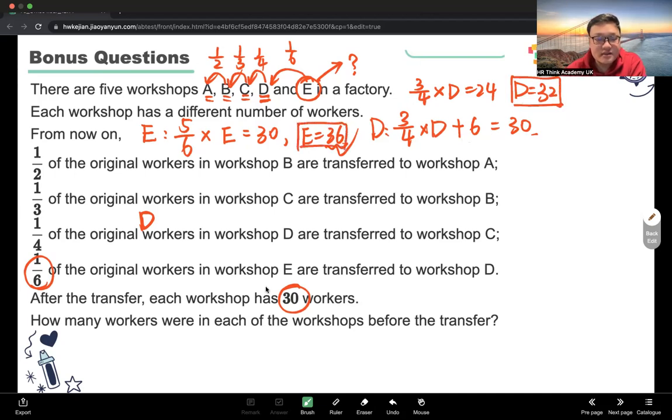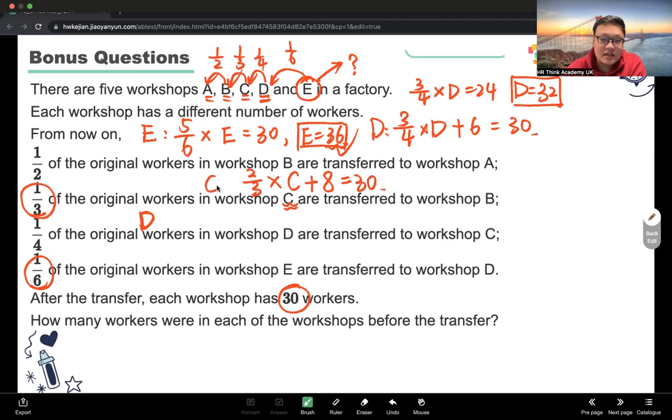For E, it's 36. And then using the same method, you can find how many workers we have originally in workshop C, right? Because C is going to receive 1/4 of 32 from D. And that means you need to add 8, because 1/4 of 32 is 8, right? And C is going to transfer 1/3 of its original number, so it will remain 2/3. So 2/3 of C plus 8 equals 30. They all equal 30.